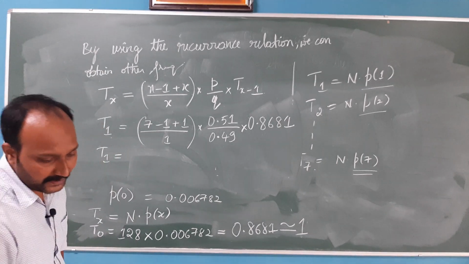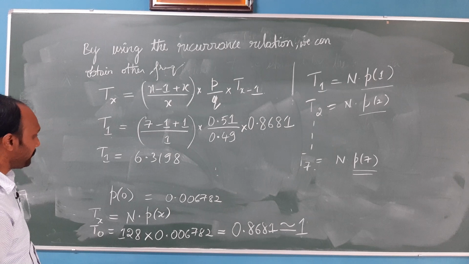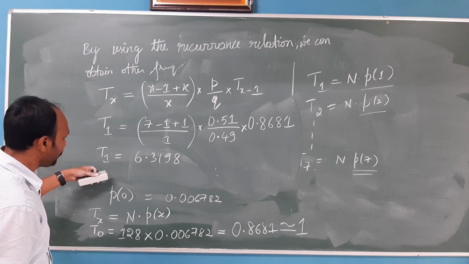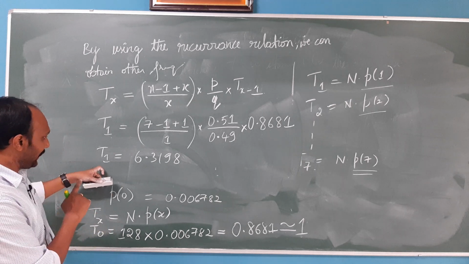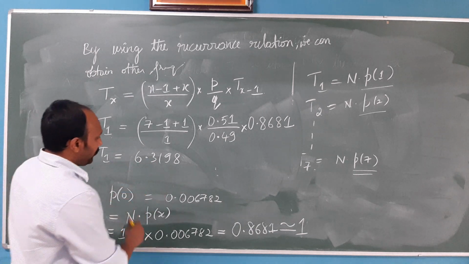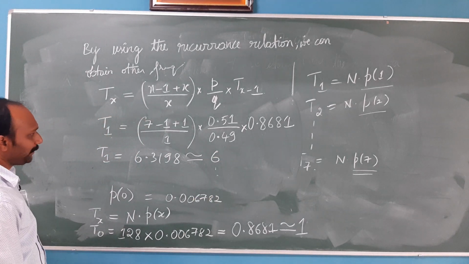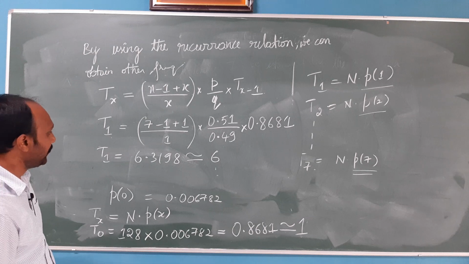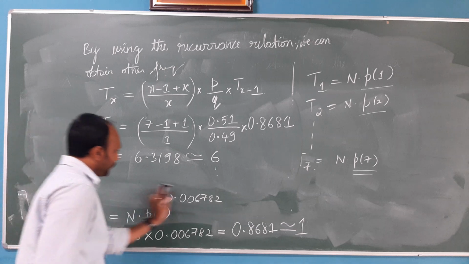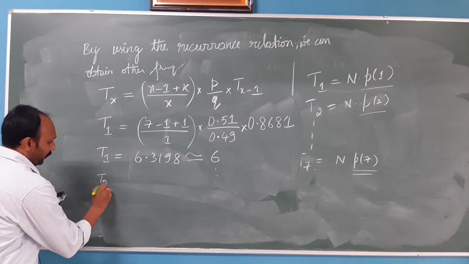If you work on this particular expression, you will be getting t of 1 as 6.3198. It means out of tossing 7 coins 128 times, you will be getting 1 head 6.3198 times, which can be approximated to 6. So out of 128 times tossing 7 coins, approximately you will be getting only one head 6 times. Similarly, you will be finding the next frequency, that is T of 2.